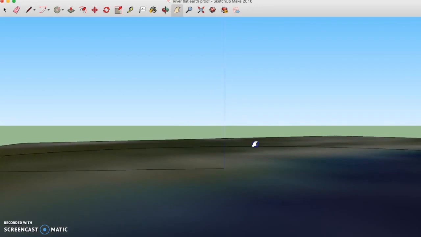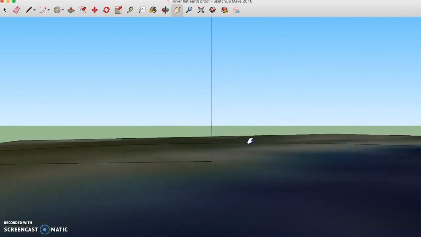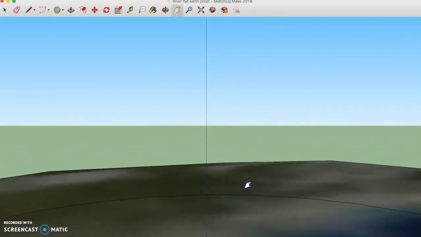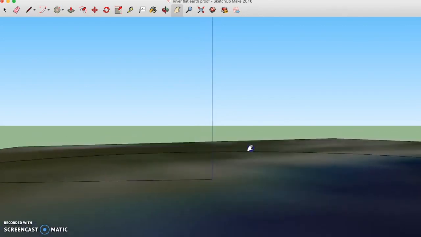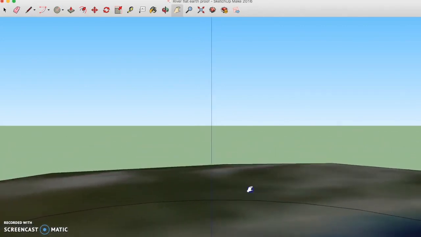This right here is modeling that shows how this works. The horizon goes down on a ball, not on a flat plane, because this flat here always extends off into the distance, and that's what we see on the earth that we're on.